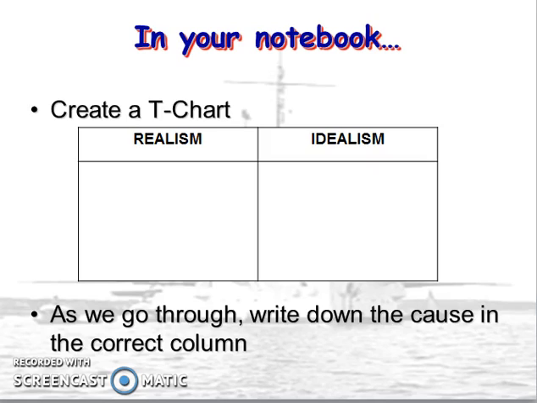Now, before we get into it, I want you to grab your notebook. And you need to create a T-chart on one full sheet. So just turn to the next blank page and create a T-chart. And on the left-hand side, label it realism. And on the right-hand side, label it idealism. You'll probably want to pause the video here to do that, but just as we go through these slides, you're going to have to jot down the 12 reasons that we fight the Spanish-American War, and you're going to have to categorize them in your T-chart, and that will be information you're responsible for on the assessment. So go ahead and pause this, create your T-chart, and we'll pick you back up on the next slide.